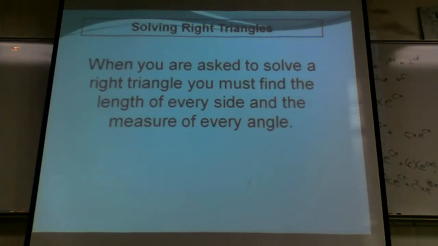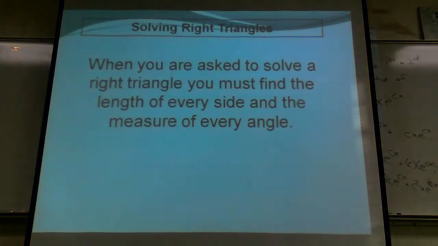So this term, solving a right triangle, is essentially saying do everything that we've already talked about involving trig ratios. You might have to do the inverse things to find the acute angle, or you might not. You might have to do a trig ratio to find the side length, or you might not. If you've got two of the sides, you can still do the Pythagorean theorem. This is basically saying use everything you know about the right triangle so far in order to find what's missing.